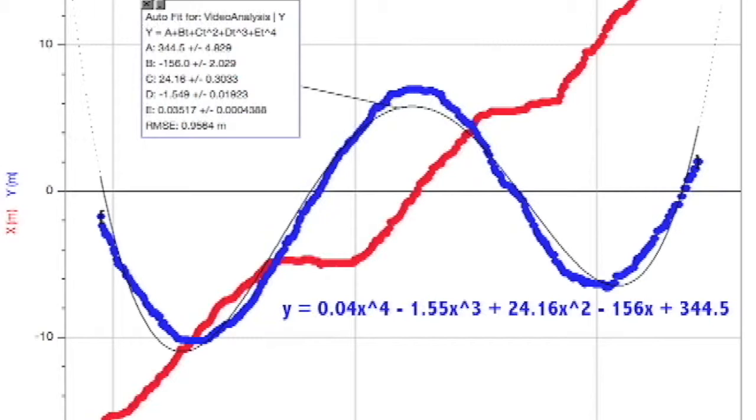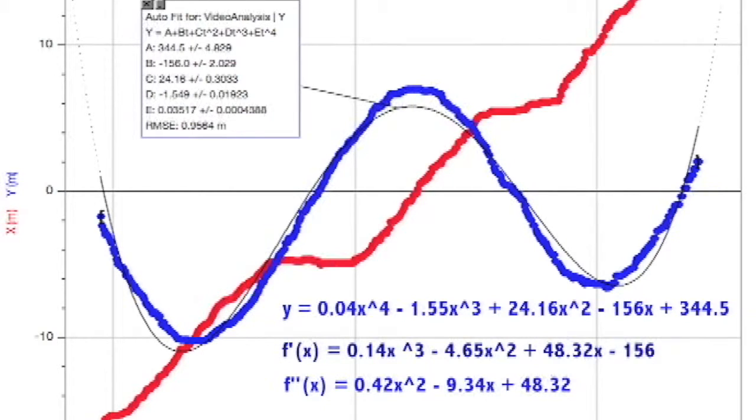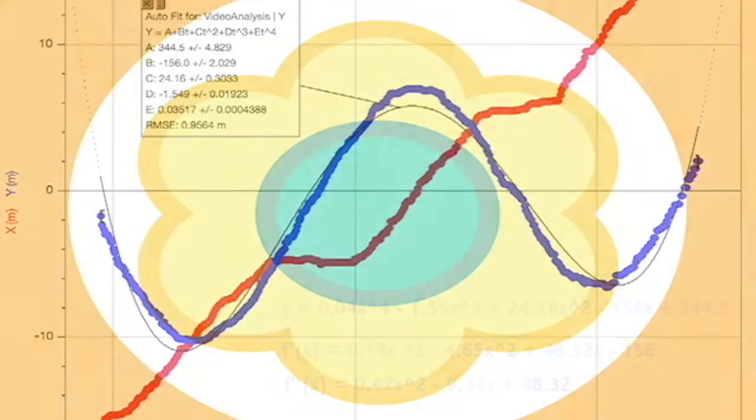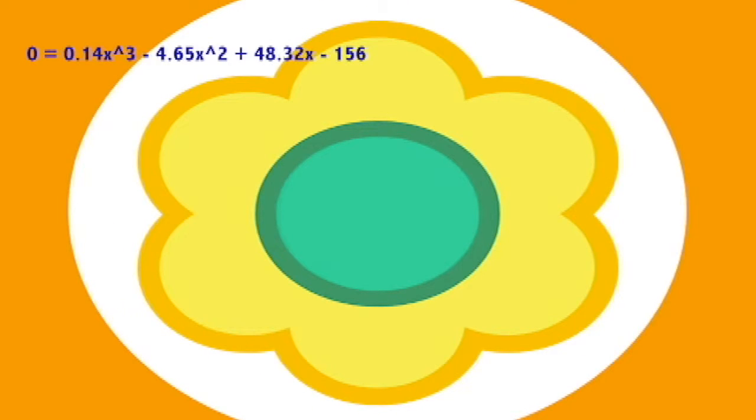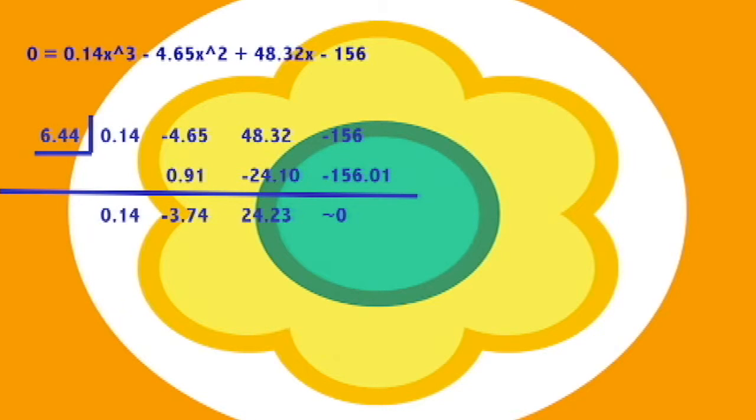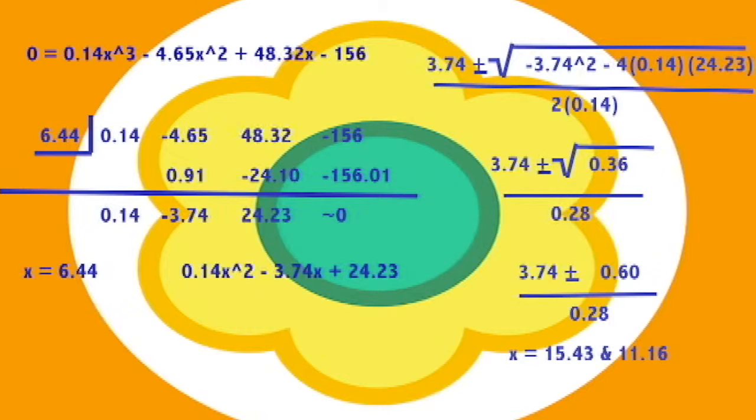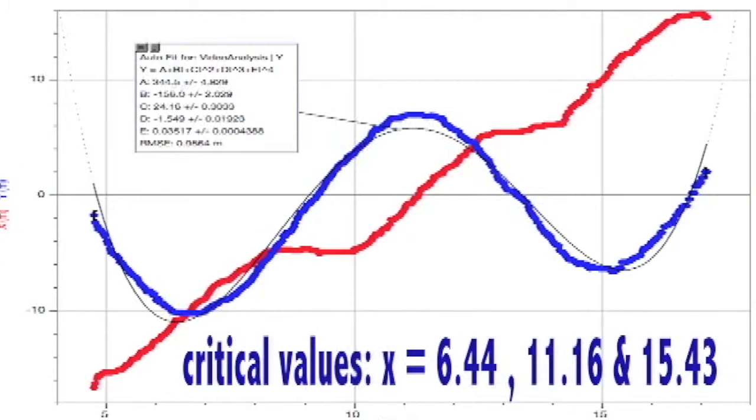The first step in finding this information is to take the derivative of the function. To prepare for later steps, it's also a good idea to find the second derivative. After this, solve the derivative for 0. Using synthetic division, the first 0 can be found. After this, the quadratic equation was applied to find the remaining two. These values for which f prime of x equals 0 are the critical values of the function.